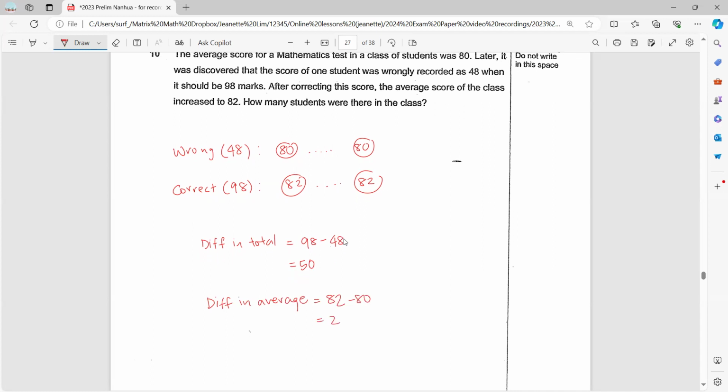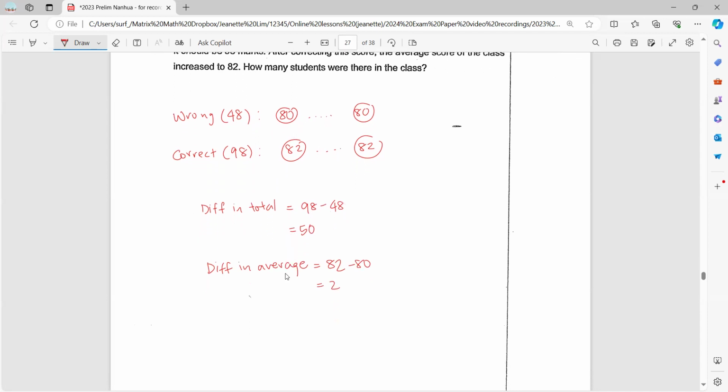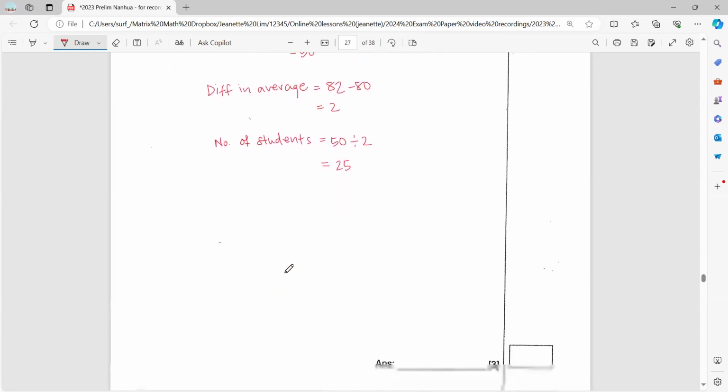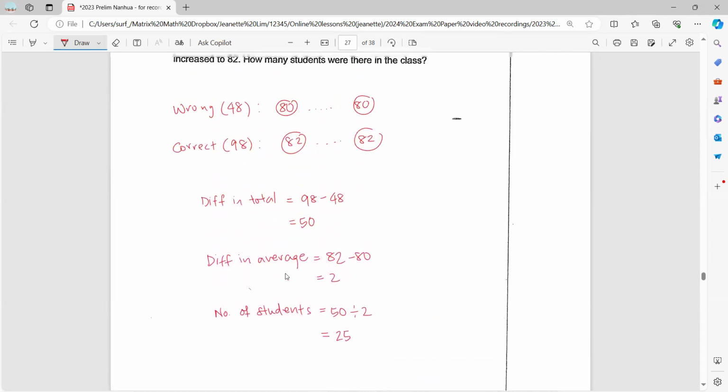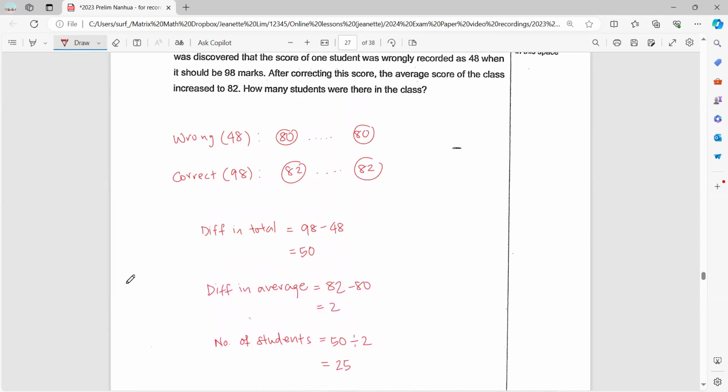And since the difference in total is actually 50, how many people are there in the class? So the number of students would be, we take the 50, the difference, and divide by the change in the average. So there must be 25 students in the class, because for 25 of them, everyone gets an extra 2, right? So 25 times 2, the difference is 50, which is what we have here.